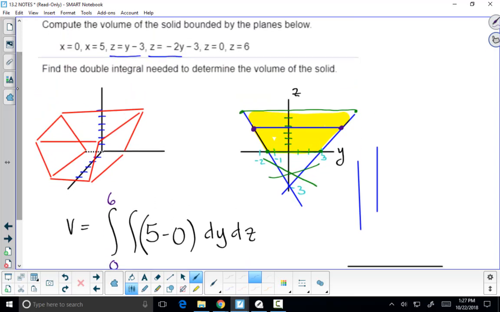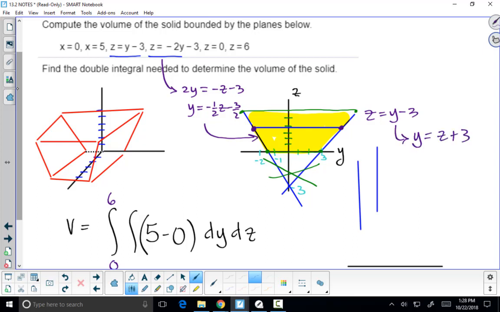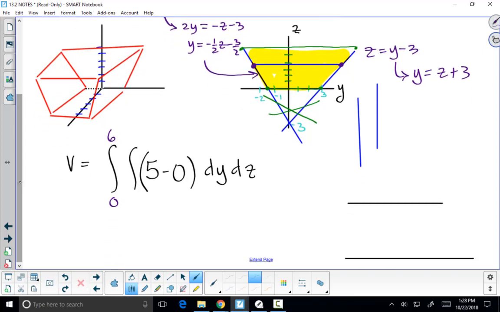So the left curve is this one right here. We have to solve it for y. So that's going to give us 2y equals, if I add that over there, subtract the z, divide by 2, we get y equals minus 1/2 z minus 3/2. So that's the surface on the left. The surface on the right is z equals y minus 3, which if we write it as a y value, is y equals z plus 3. So that's the right surface. So we're going to put in here the left to right, so minus 1/2 z minus 3/2, and then z plus 3. So that would be using a dy dz.